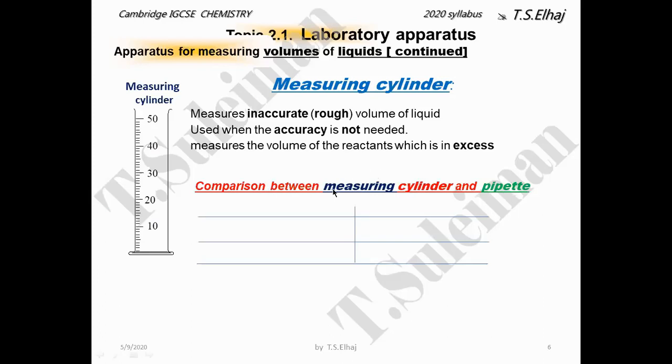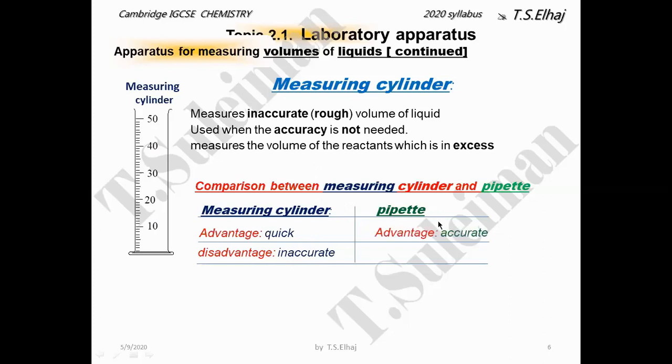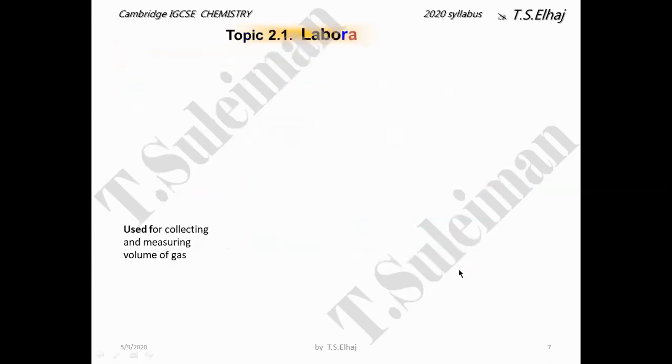If we compare between measuring cylinder and pipette, measuring cylinder, its advantage is quick. No need to fill and deliver slowly. But it has a disadvantage, which is inaccurate, as we mentioned before. The pipette, its advantage is accurate, but a disadvantage of the pipette is it is slow.